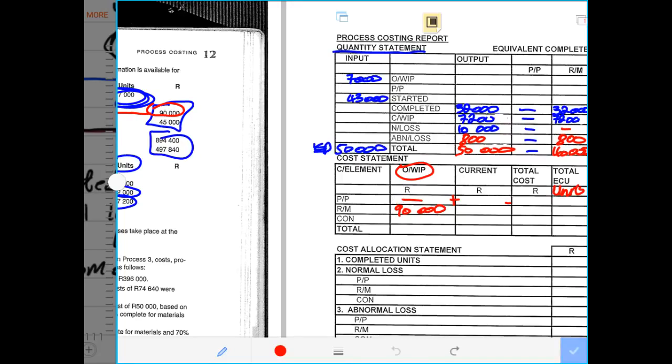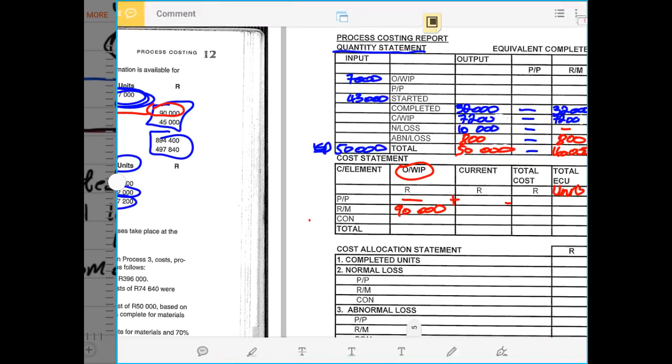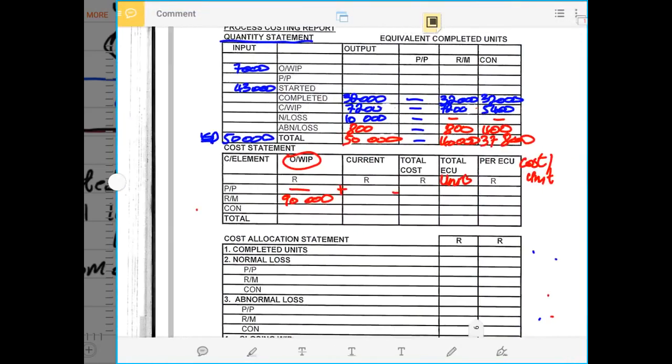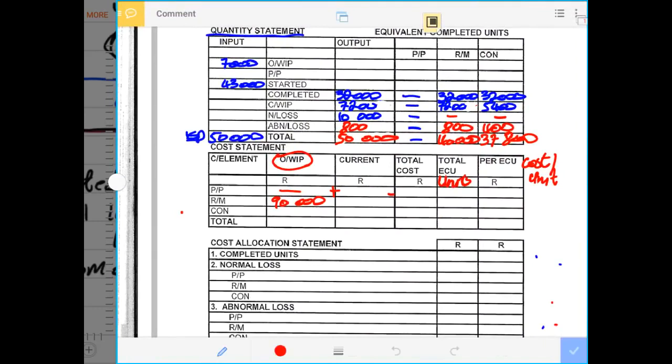That is 90,000. Then we go to the next part and check the conversion cost. Our opening work in process with regard to conversion cost was 45,000. This is under the rands column. Don't forget, these are not the units. This is the value of the conversion cost at the beginning of the process, opening work in process, and that is given to be 45,000 rands. We record that 45,000 rands as it is.